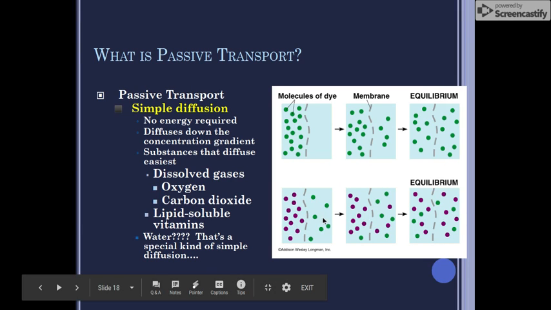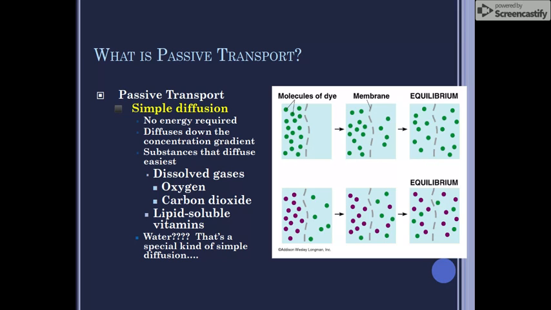Purple's going to move to the right while green moves to the left, and eventually we reach this point of equilibrium. Okay? They move down their concentration gradients for that specific type of molecule. Now, it will get more complex than this, but we're not going to worry about ion concentration and things like that. Things that do this: oxygen, carbon dioxide.